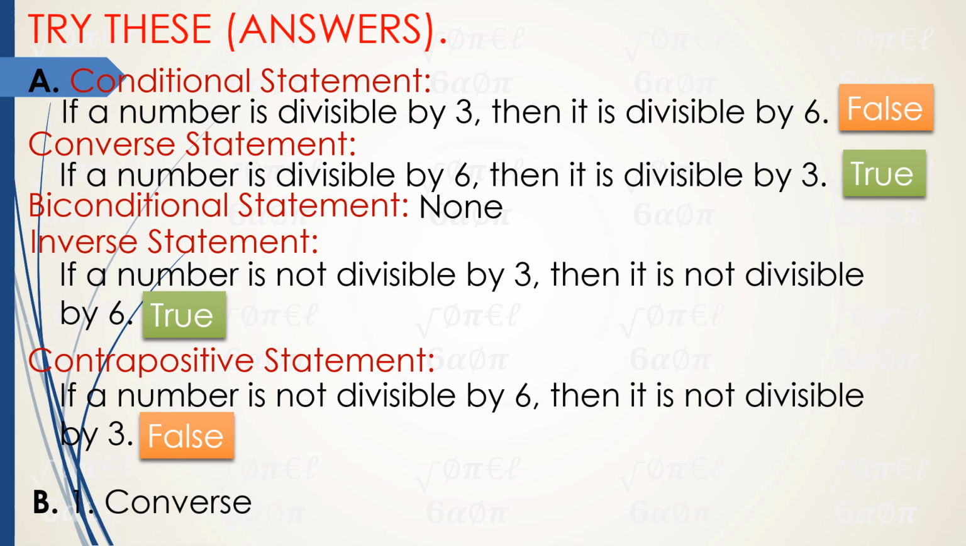For letter B, number 1, the correct answer is converse. And for number 2, the correct answer is conditional.